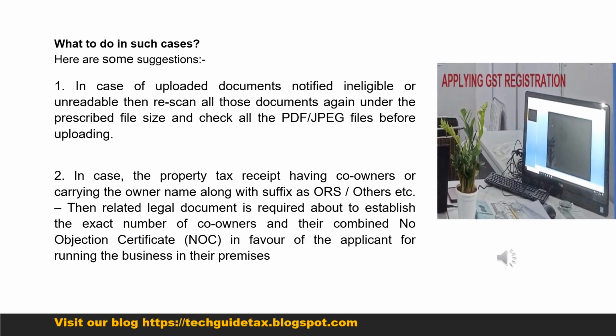What to do in such cases? Here are some suggestions. 1. In case the uploaded documents are notified as ineligible or unreadable, then rescan all those documents again under the prescribed file size and check all the PDF/JPEG files before uploading. 2. In case the property tax receipt has co-owners or carries the owner name along with a suffix such as ors/others, etc., then a related legal document is required to establish the exact number of co-owners, along with their combined no objection certificate, NOC, in favor of the applicant for running the business in their premises.